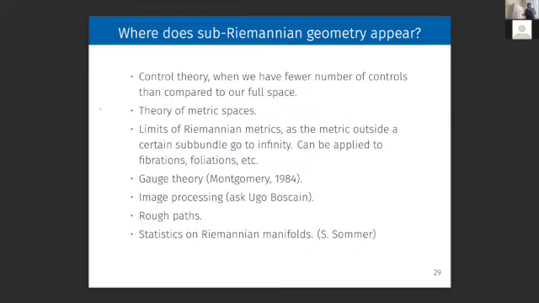Oh yeah, I should probably have put this earlier with the definition, but okay, why do you want to care about sub-Riemannian structures at all? Well, they show up in control theory. They are fun as metric spaces, show up in gauge theory and image processing, and recently also in statistics on manifolds.